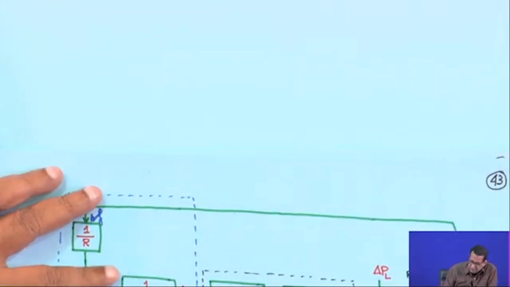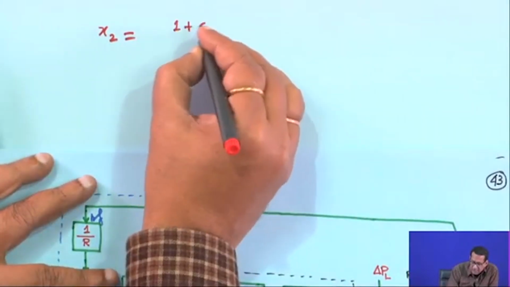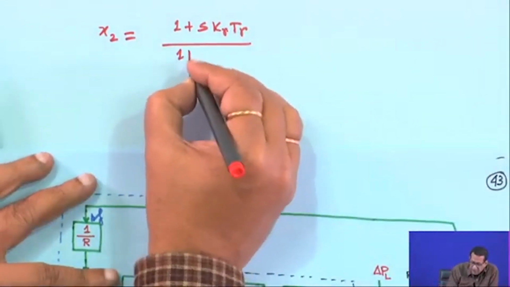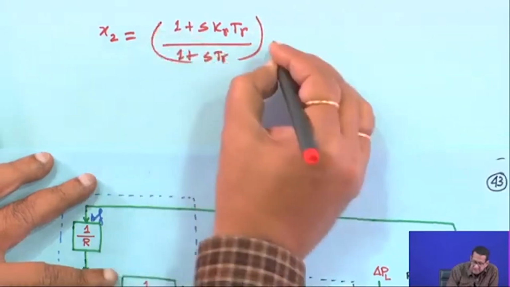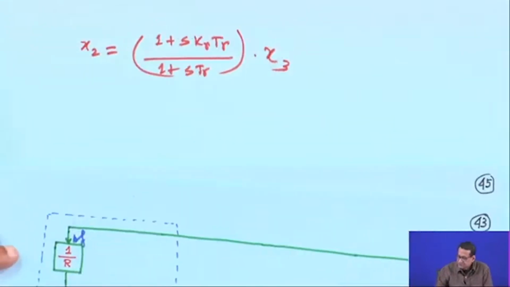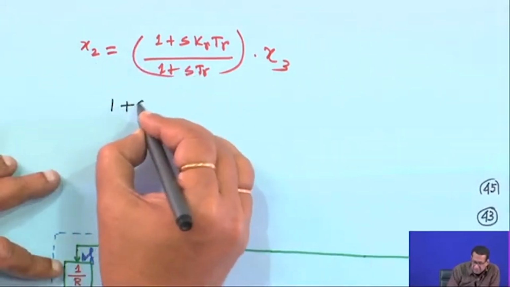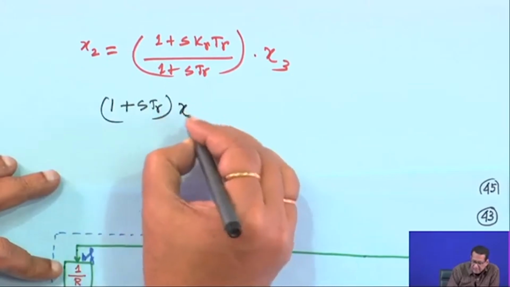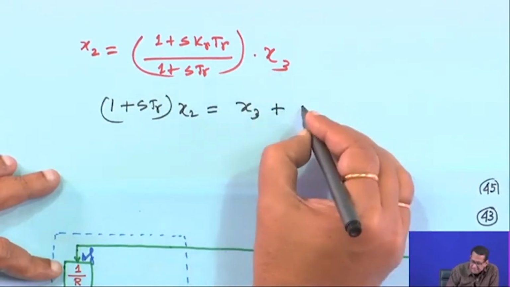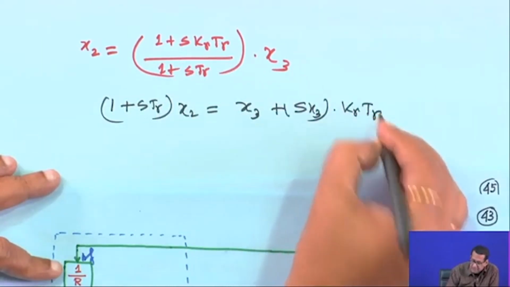Therefore, x2 is equal to (1 plus s Kr Tr) divided by (1 plus s Tr), into this x3. Now multiply with this one, cross multiplication. So (1 plus s Tr) x2 is equal to x3 plus s x3, because s is here, into Kr into Tr.